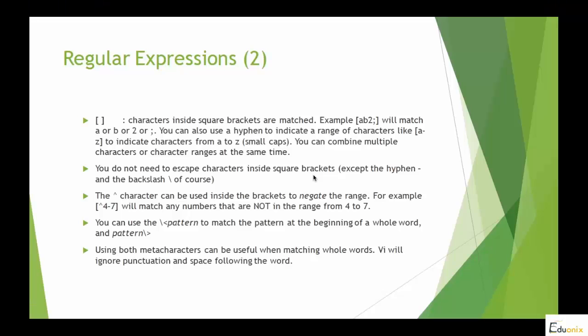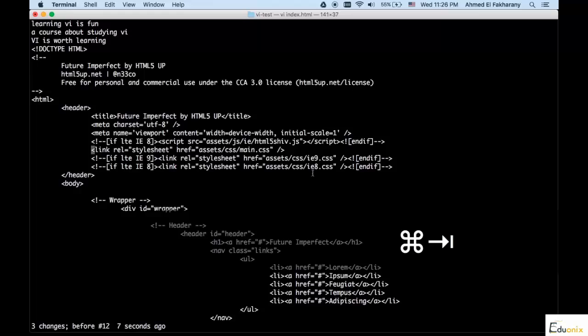Okay. Now, sometimes you want to search or replace a range of characters. What do you mean by range of characters? Okay, what if you want to replace a word that you know contains a number of possible characters, but it cannot contain a number or a character outside this range. So, for example, let's have a look here. You see these two lines. We have a CSS file called ie9.css and ie8.css.